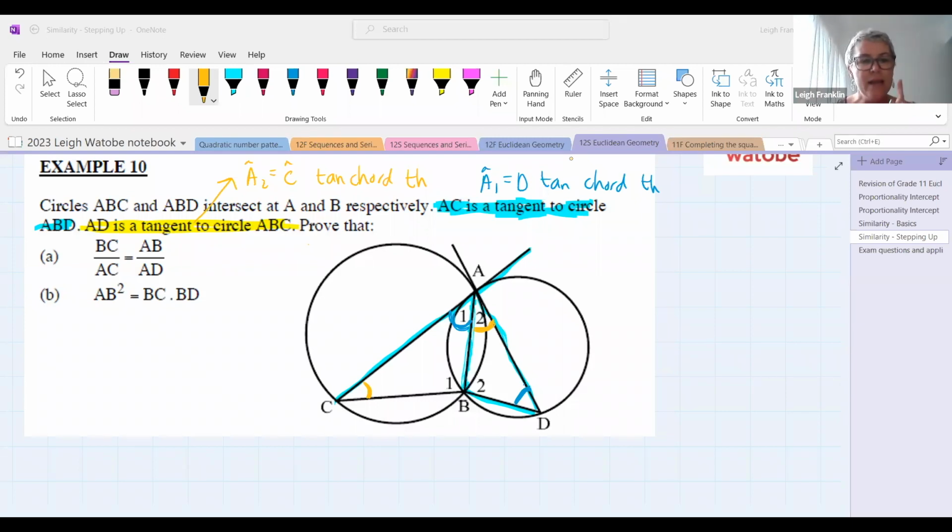Okay, now let's have a look. Now that we've established that, let's have a look at the first question. The first question says we need to prove a proportion: BC over AC equals AB over AD. What's different here to what we saw last lesson? What are we seeing now that we weren't seeing last lesson? Something's missing. Anybody got any idea what's missing?